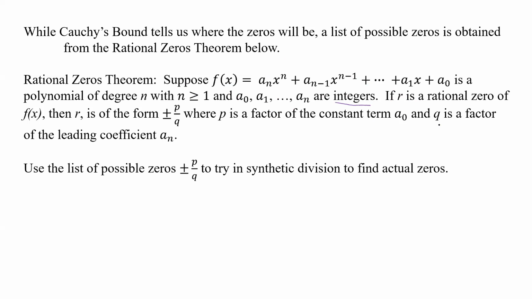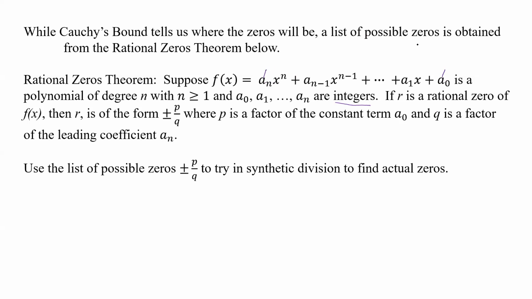If r is a rational zero of this function, then r is of the form plus or minus p over q, where p is some factor of the constant term a0. So we're going to have to factor this into all the different factors. And q is a factor of the leading coefficient, so we're also going to have to factor this. We have to consider all of the a0 factors divided by all of the a sub n factors, and then plus or minus of those. That will give us a total list of possible zeros.